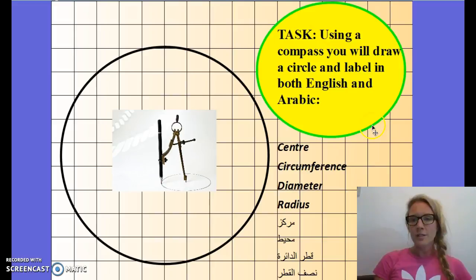The first task we'll be looking at on Monday, which if you want to practice over the weekend, you are more than welcome to, we will be using a compass to draw a circle, and we will be labeling in both English and Arabic the 4 parts of the circle. So hopefully if you've watched this video, you'll be able to do this task very quickly and share with Mr. Booth, myself or Miss Nelson your prior learning of this topic.